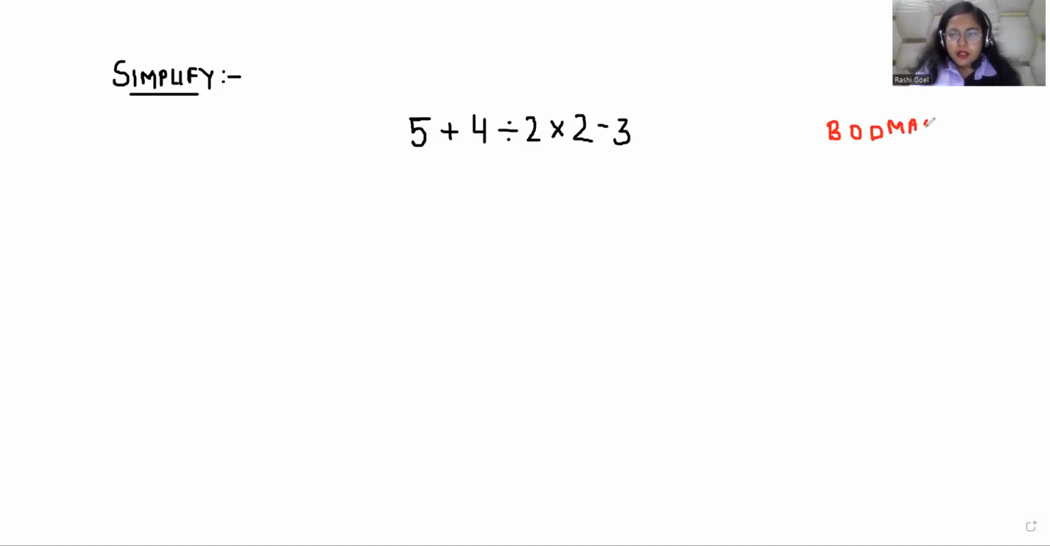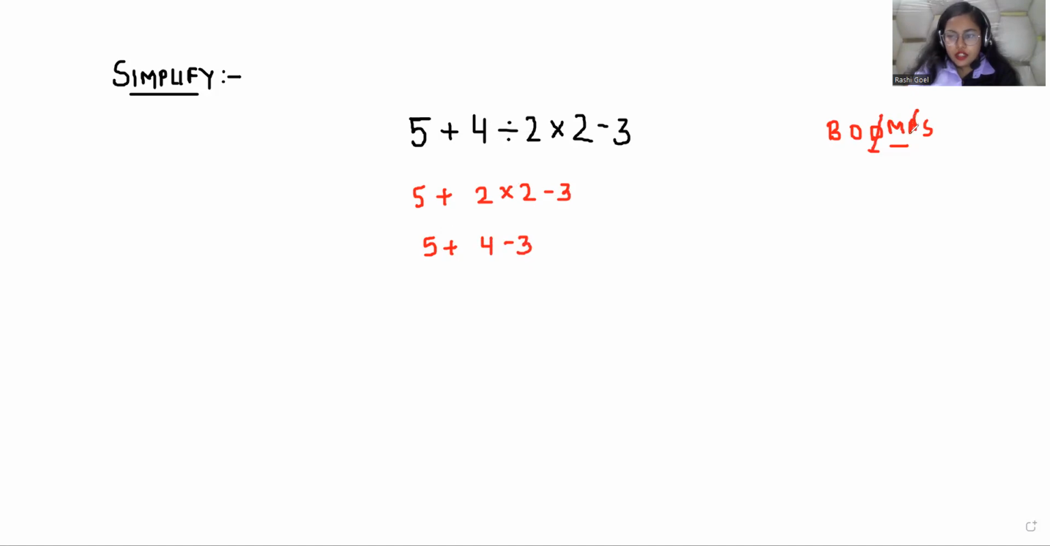According to BODMAS, first we have to solve division. So the division sign is in between 4 and 2. So 5 plus 2 divided by 4 is 2 times 2 minus 3. So after division, there is a multiplication. So the multiplication sign is between 2 and 2. So 5 plus 2 times 2 is 4 minus 3.